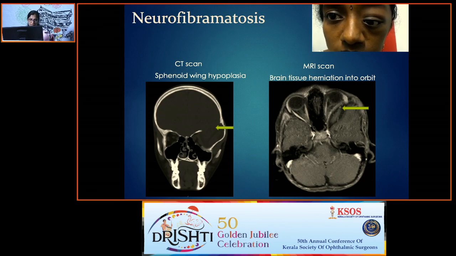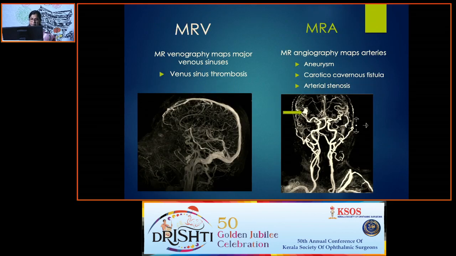And this is a picture of neurofibroma. This child presented with proptosis that is pulsatile. In the CT scan, you can see the absent greater wing of the sphenoid. And in the MRI, you can see the prolapse of brain tissue into the orbit, causing proptosis that is pulsatile.